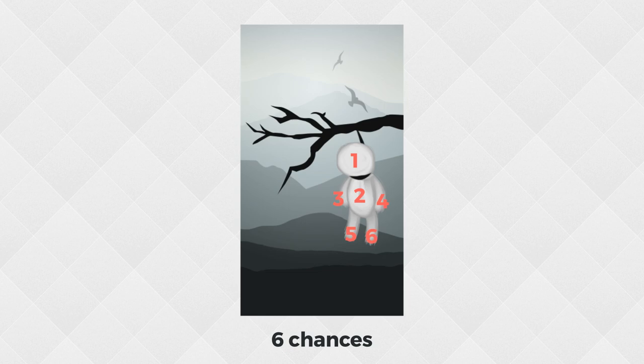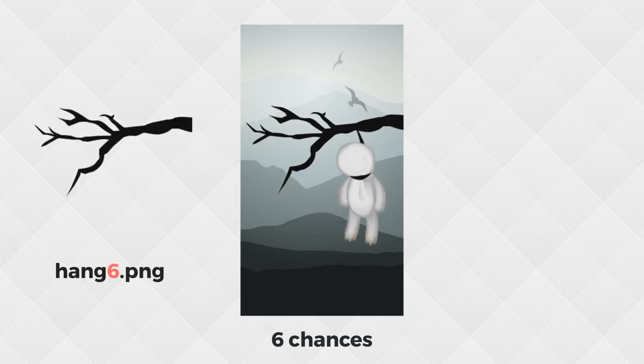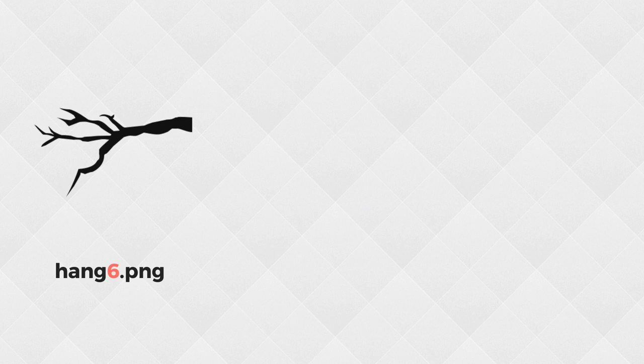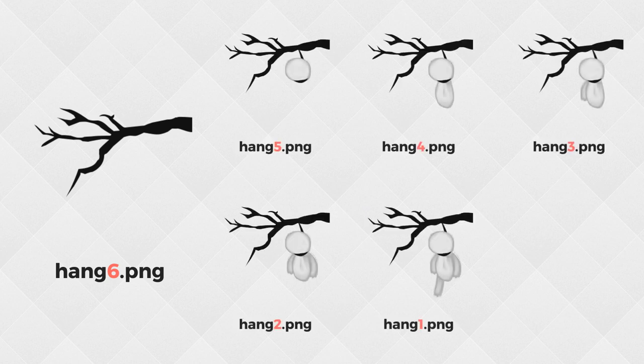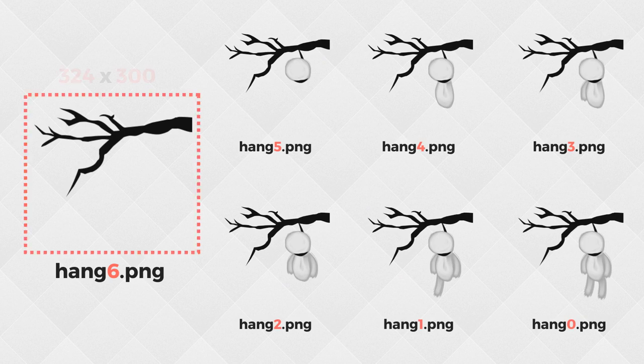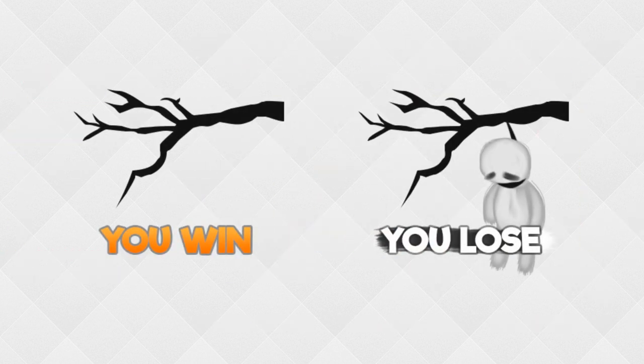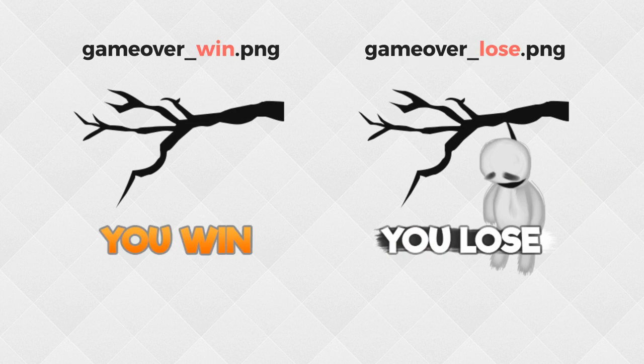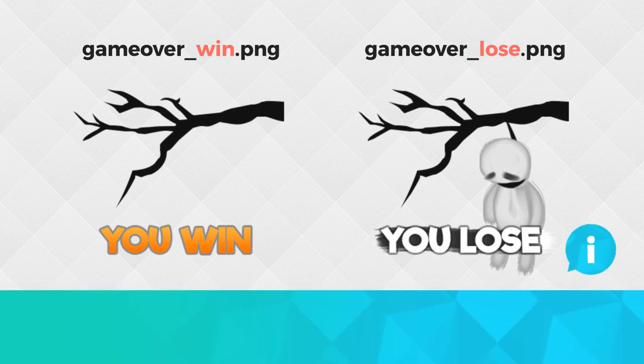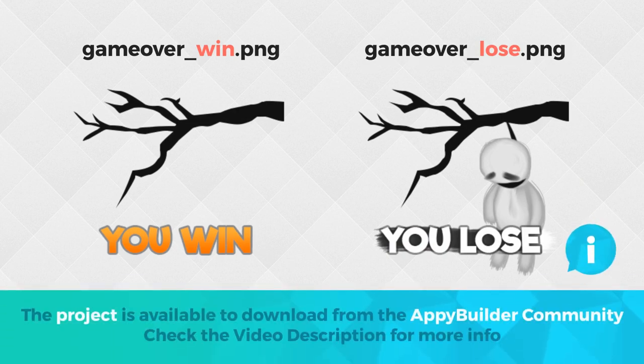I save these images as if I'm drawing them in real life, playing Hangman, and I'm going to number them 6, 5, 4, 3, 2, 1, and 0. Each of the images have a transparent background and are 324 pixels wide by 300 pixels tall. I'm also going to create 2 more images, one image that says you win and one image that says you lose. And you'll be able to take a closer look at these images if you decide to download the project from the AppyBuilder community.